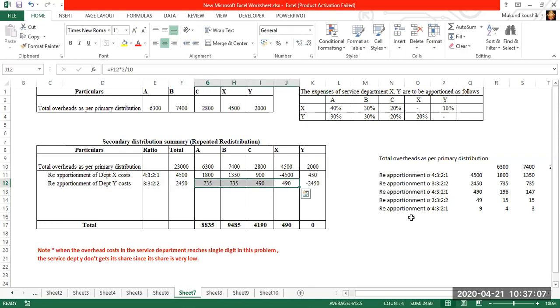Now when this is also done, whatever 2450 we had in service department Y has been completely allocated to other departments. Now in service department X, there are again 490 rupees of overhead, so that we will distribute again.